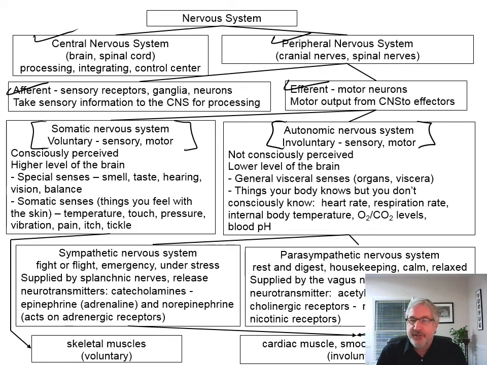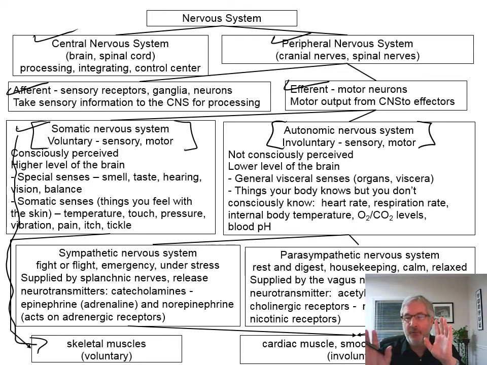So your somatic nervous system over here sends information down to the skeletal muscles. It's your voluntary system, so you control those muscles, so you can move your fingers, you can move your hands around. I'm not really thinking about moving my hands around, but I realize I'm moving my hands around, so I'm consciously perceiving that.